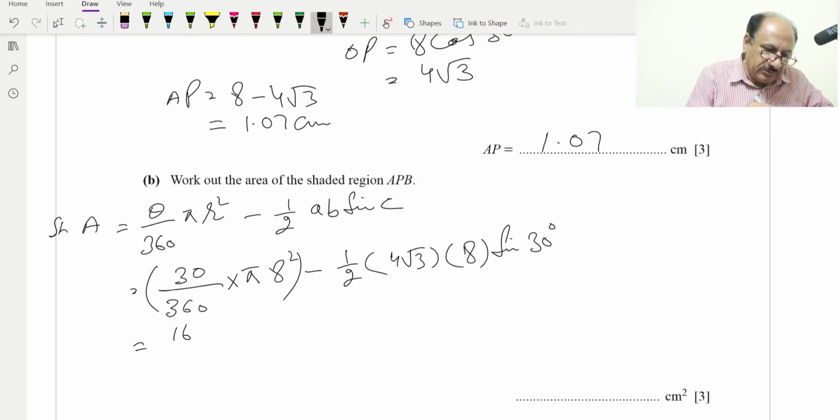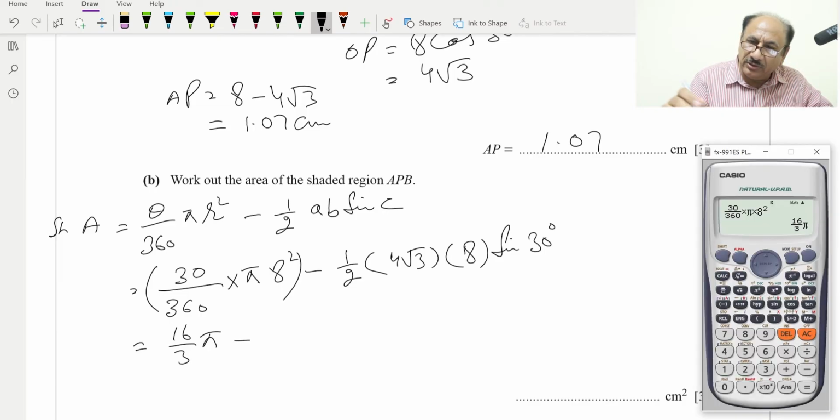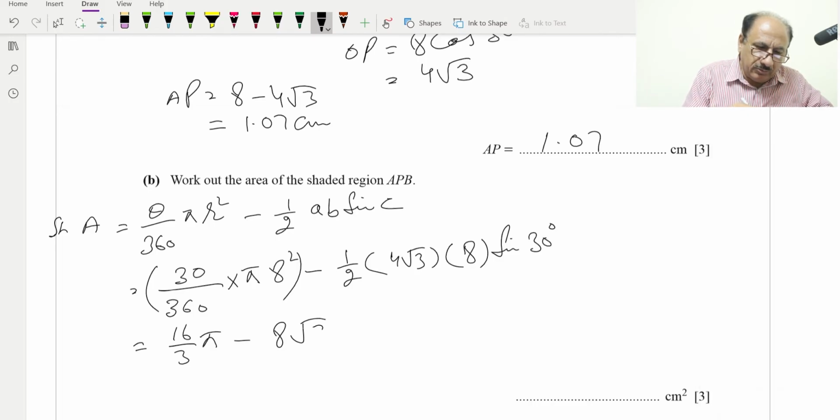and this will be equal to 16 over 3 pi, and minus, we can calculate the rest of the things, which is 0.5, and multiply by 4 root of 3, and further we can multiply it with 8 and multiply it with the sine of 30 degree, and this will be equal to 8 under root 3.